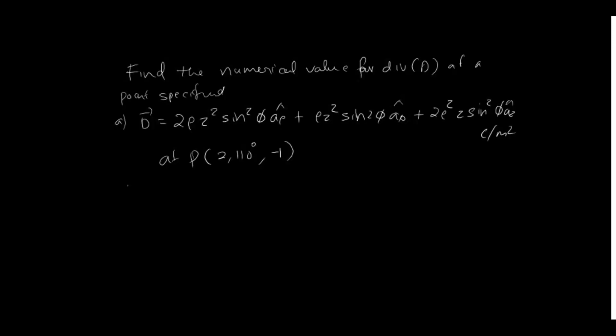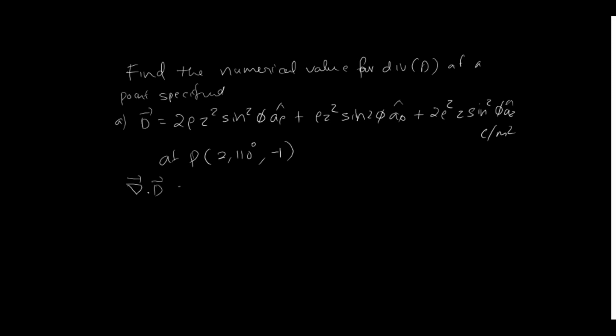The next question is find the numerical value for divergence of D at a point specified. So you have to calculate D equal to 2 rho z square sin square phi a rho plus rho z square sin 2 phi a phi plus 2 rho square z sin square phi a z cap coulomb per meter square at P 2 comma 110 degree comma minus 1. So what we have to do, you have to find the value of del dot D.